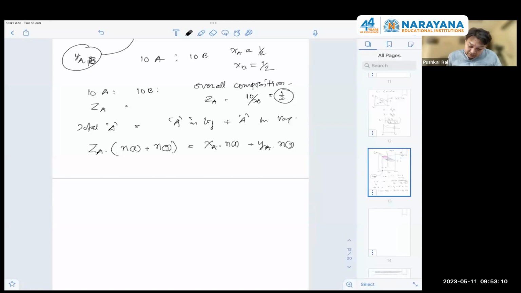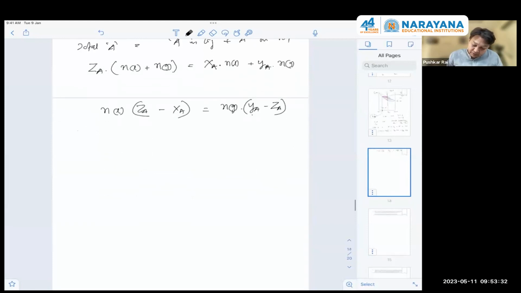So you see, if you solve this equation, if you take N liquid common, that is ZA minus XA. That must be equal to, N gas you take common, that is YA minus ZA. So we can say N liquid upon N gas must be equal to YA minus ZA divided by ZA minus XA. Such a neat and clean result it is.